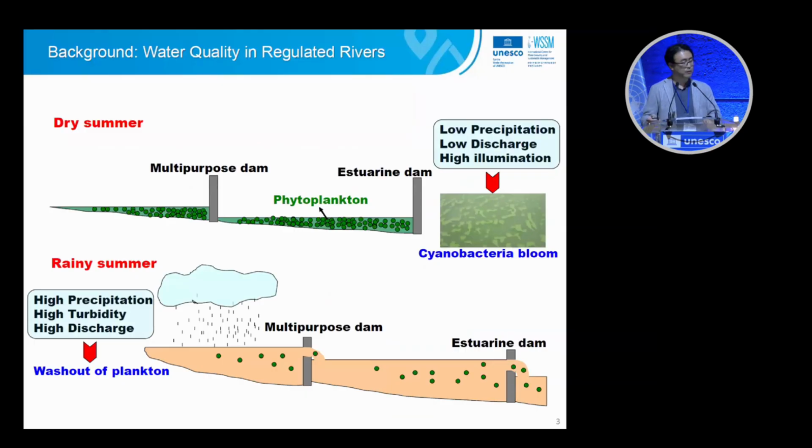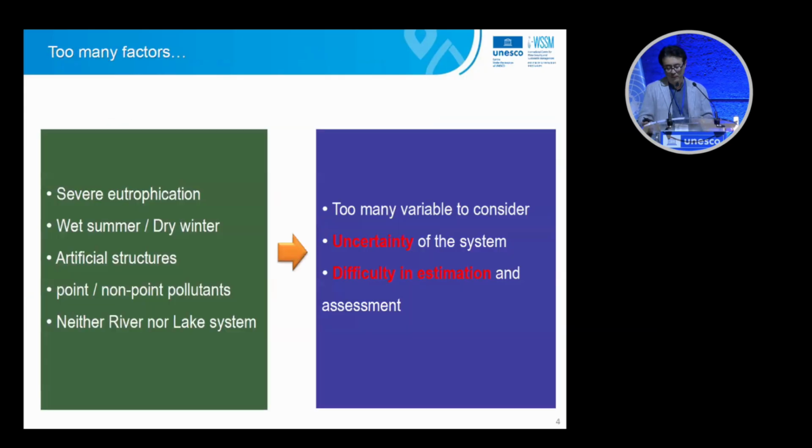So this is an example of a regulated river in South Korea. Depending upon the amount of rainfall during the summer, the water quality condition is totally different. If we have a dry and hot summer, algal bloom by cyanobacteria takes place severely. However, if we have a large amount of rainfall in this season, the harmful algal bloom is easily washed out. With this serious concern, we have always thought about how to effectively manage water quality.